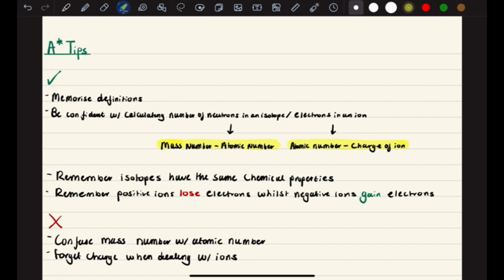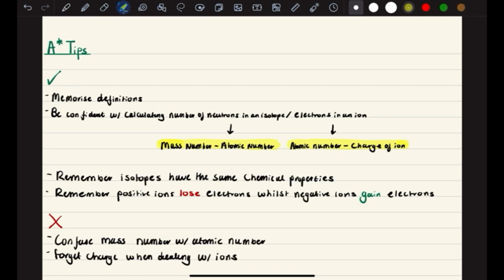Be confident with calculating the number of neutrons in an isotope and electrons in an ion. I feel like if they just give you the atom, you're laughing. But if they give you an isotope or an ion, try not to get overawed or confused by it. Just stick to the principle. If we're calculating the number of neutrons, it's mass number minus atomic number, or mass number take the number of protons.